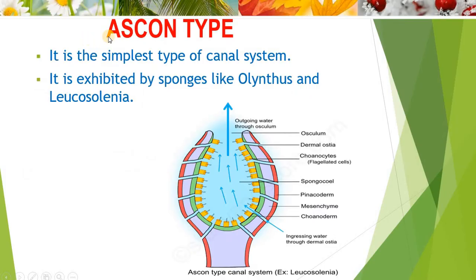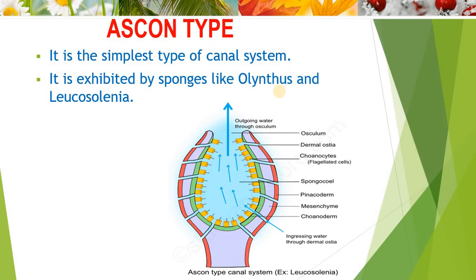Ascon type. It is the simplest type of canal system. It is exhibited by sponges like Olynthus and Leucosolenia. These animals are cylindrical in shape. The body wall is formed of three layers, namely an outer ectoderm, a middle mesenchyme, and an inner choanocytes.